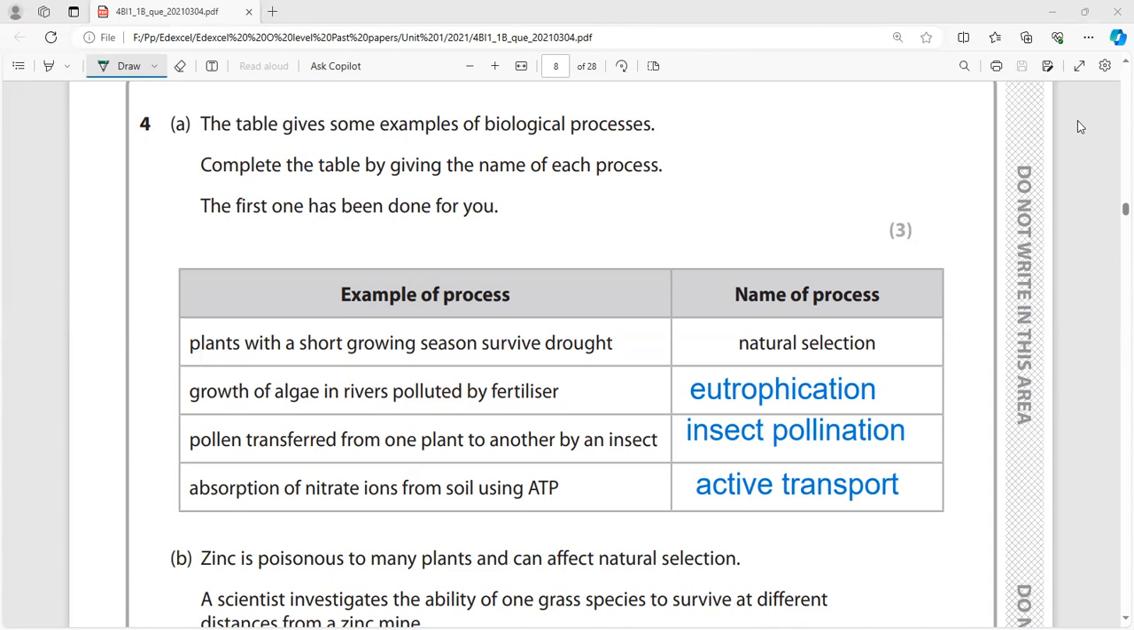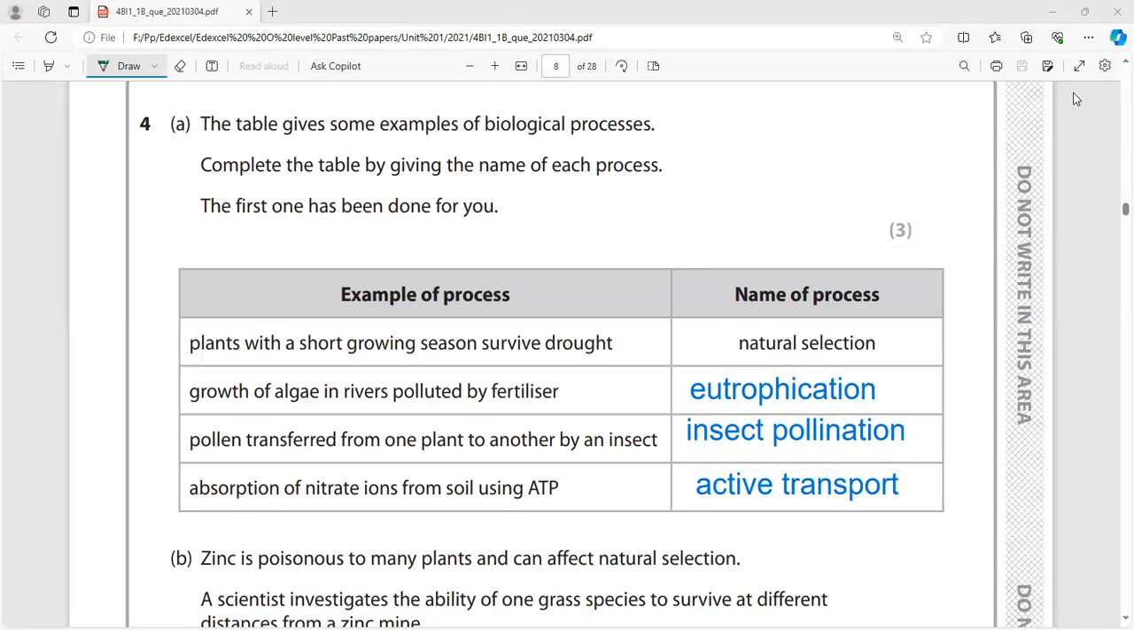The pollen is transferred from one plant to another plant by an insect. So this is insect pollination. Sunflowers depend on insect pollination. So that's one, that will be our insect pollination.